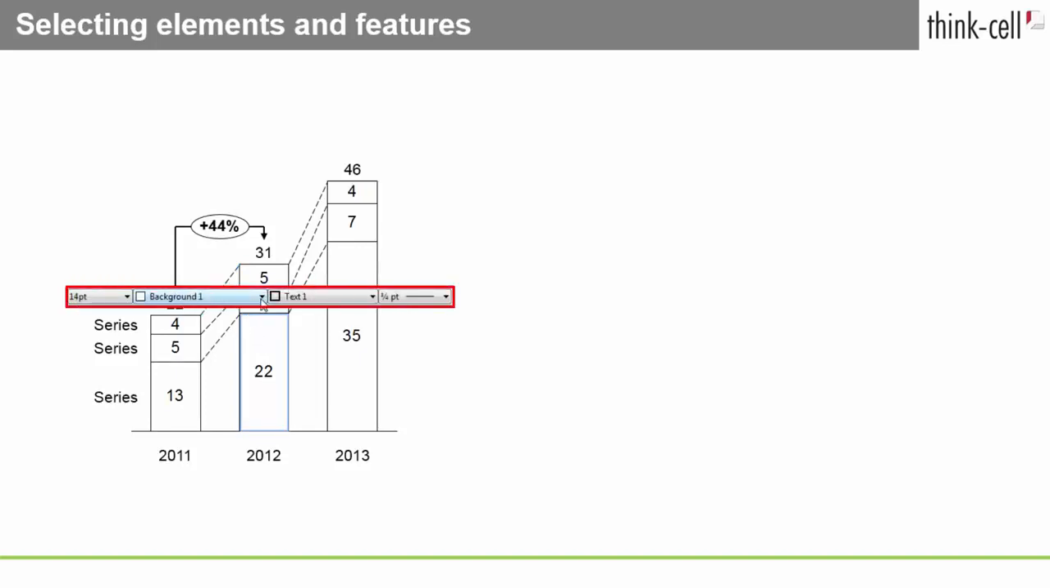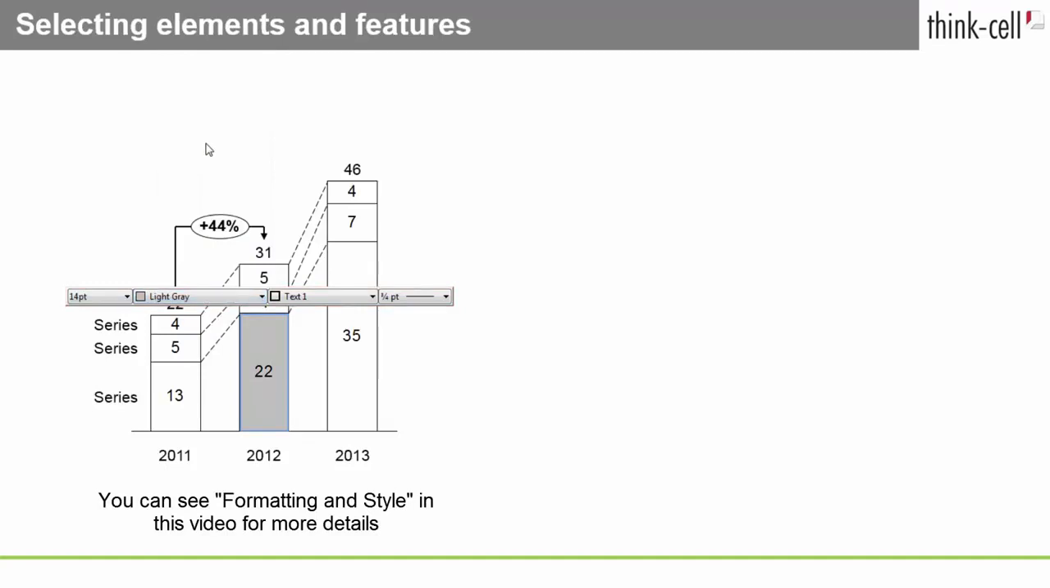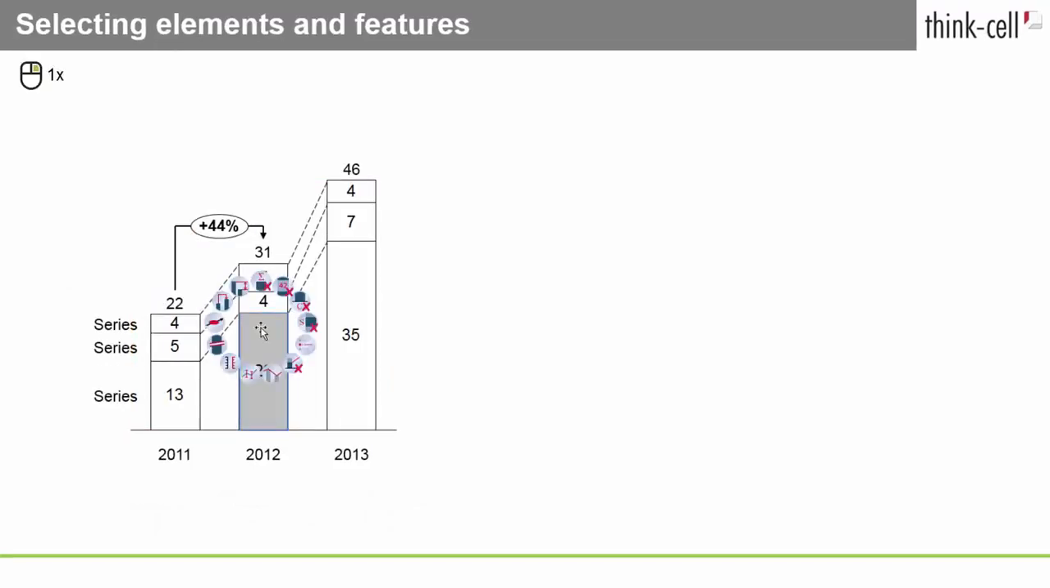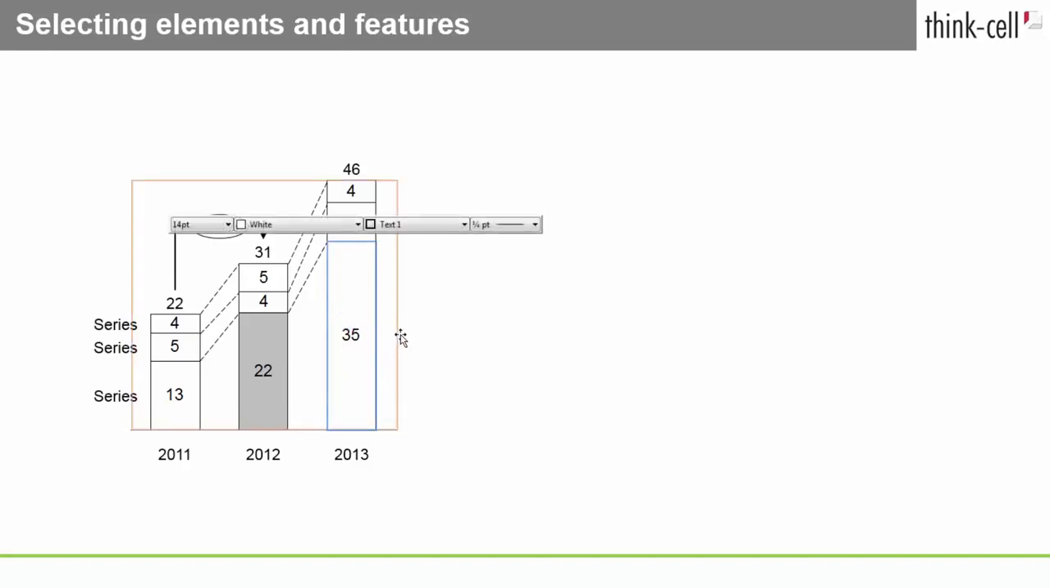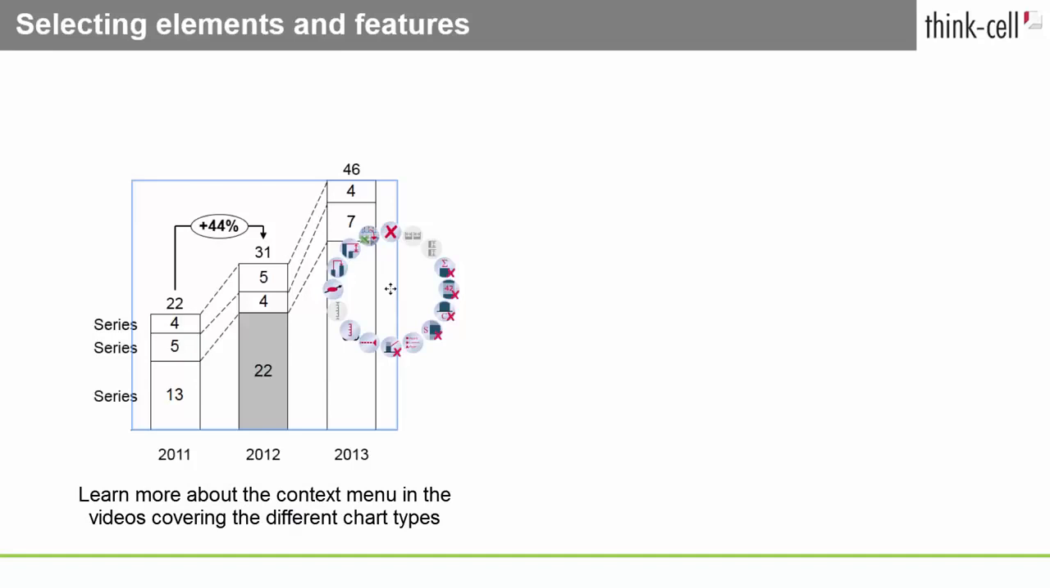You might also see a floating toolbar. It has a set of property controls you can use to give your feature a different look. You can see formatting and style in this video for more details. When you right-click a feature, you'll see its context menu. You can use it to add features to the element, or remove some of those you currently see. Buttons whose functions aren't available for your current selection are grayed out. If you'd like to see the context menu of the entire element, simply right-click the background. The options in the context menu change depending on which element or feature you've selected. Learn more about the context menu in the videos covering the different chart types.